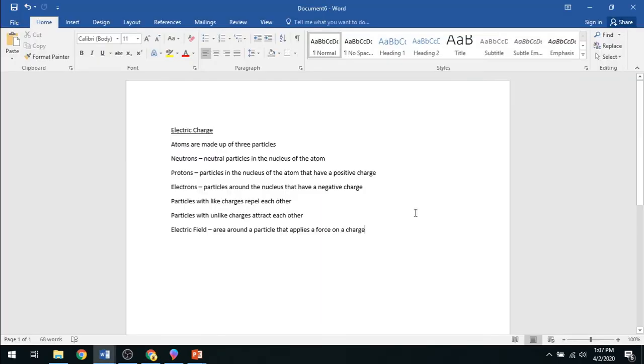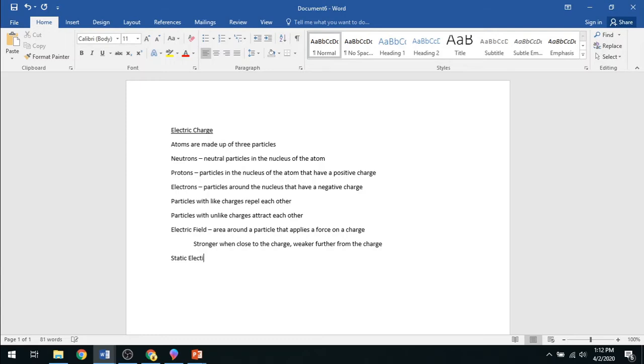So the electric field is stronger when close to the charge, and it's weaker when you're further from the charge. There's a whole equation for this, but we're not going to worry about that right now. Something you've probably heard of before that has to do with electric charges is static electricity.